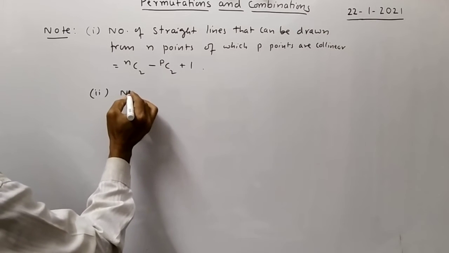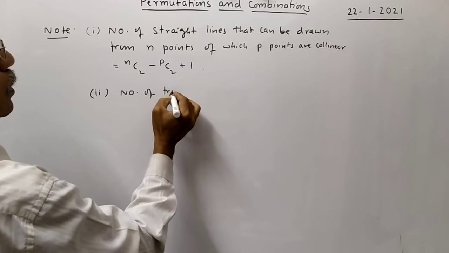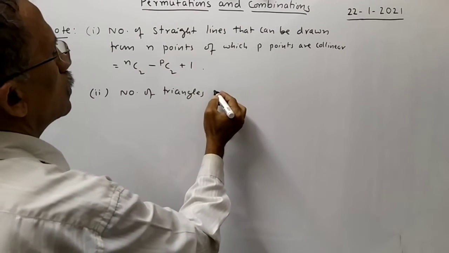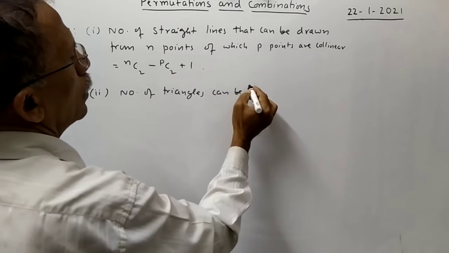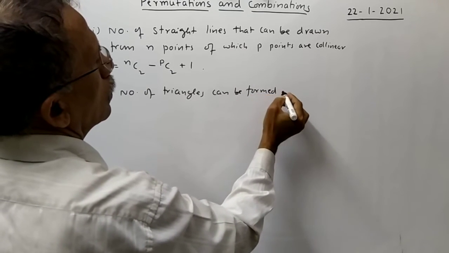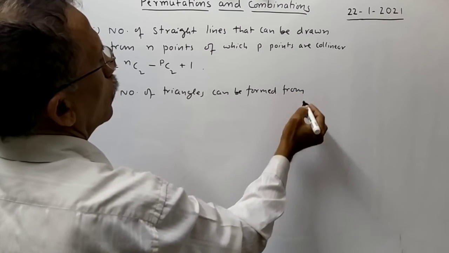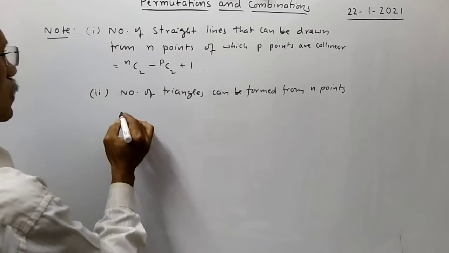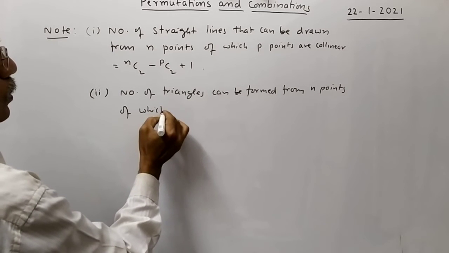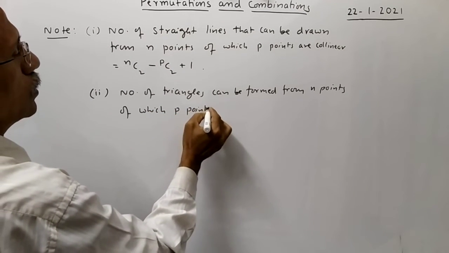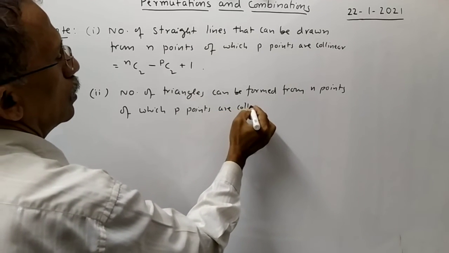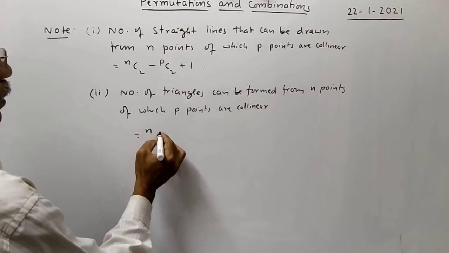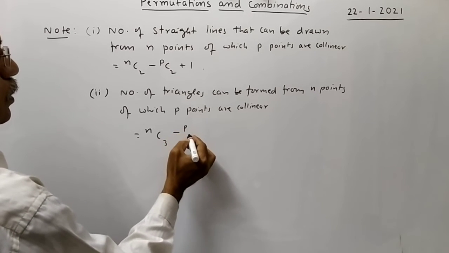Second one: the number of triangles that can be formed from n points, of which p points are collinear, is equal to nC3 minus pC3.